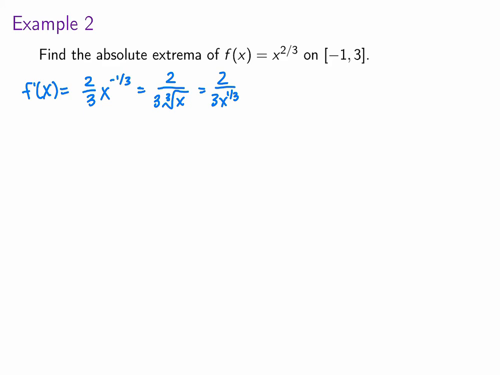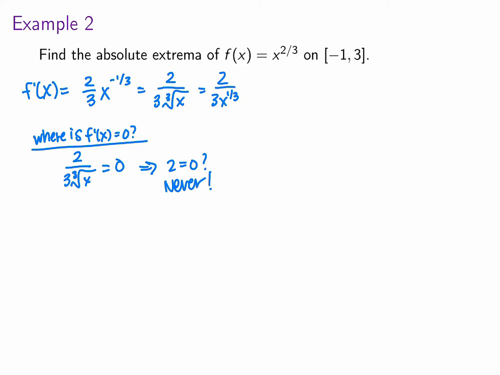But what that does for me is now I can analyze where it equals 0 and where it is undefined. So where is f prime equal to 0? Well, that means set it equal to 0. So 2 over 3 times the cube root of x equals 0. And notice if I multiply both sides by that denominator, I'm going to end up with 2 equals 0. Ooh, that's weird. So the answer is never. This derivative is never equal to 0.